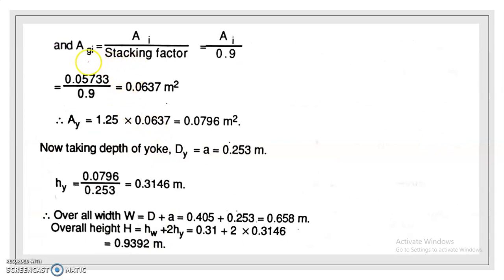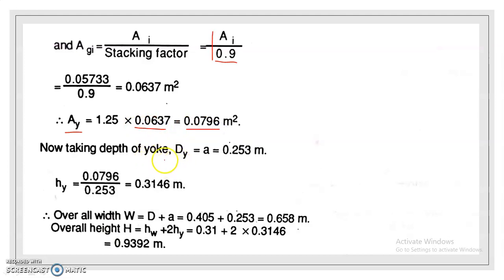Let's see how to calculate the AGI. AGI and AI have a relation with the stacking factor. We know that stacking factor is nothing but the ratio of net core area divided by gross core area. So here, by selecting the stacking factor with the general value 0.9, you can calculate AGI is equals to AI divided by 0.9. So you will get the AGI value. Then you can calculate AY as per the given relation AY is equals to 1.25 into AGI. You will get the value of AY.